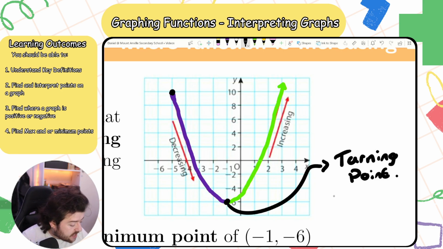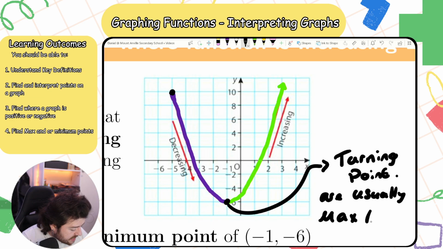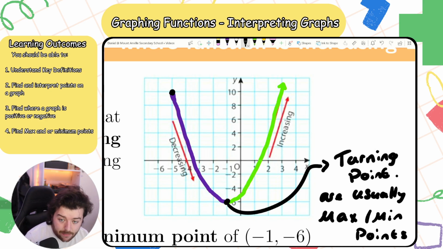And turning points are usually max and min points. So this one has a minimum. This minimum point, this turning point, is where the graph goes from decreasing to increasing. It's very simple. Just imagine you're walking along it, reading from left to right. It's going down, you're going down, but then it goes up.